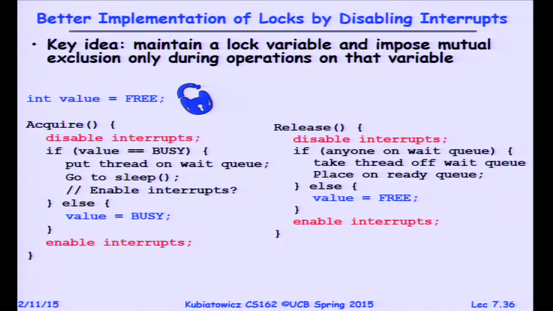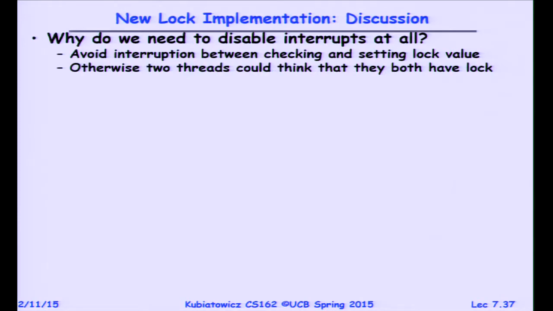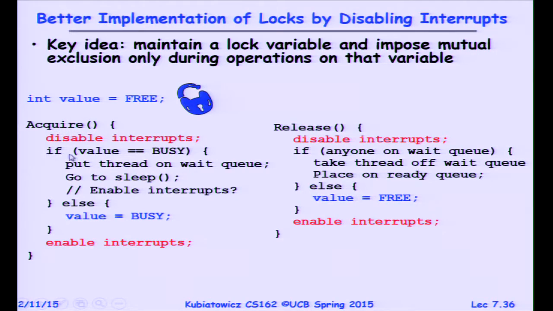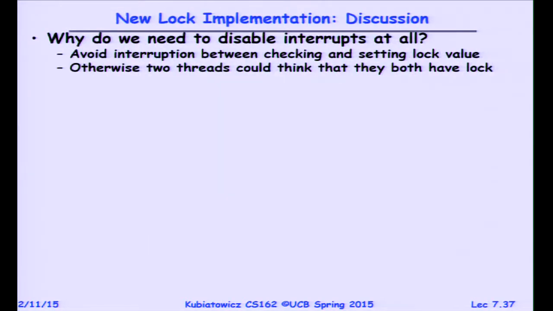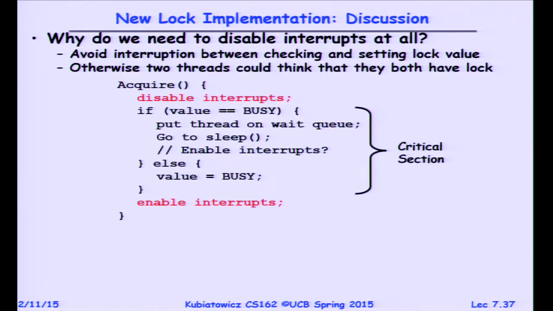Good question, though. So, why do we need to disable interrupts at all? The idea is we've got to avoid being interrupted in here, because this is a critical section with respect to the implementation of the lock. Who said a lock on a lock? This is a lock on the lock. But this is an implementation of a lock. Otherwise, two threads can get in there and think they both have the lock. And this is a critical section in the lock implementation. The user who uses it will have their own critical sections.